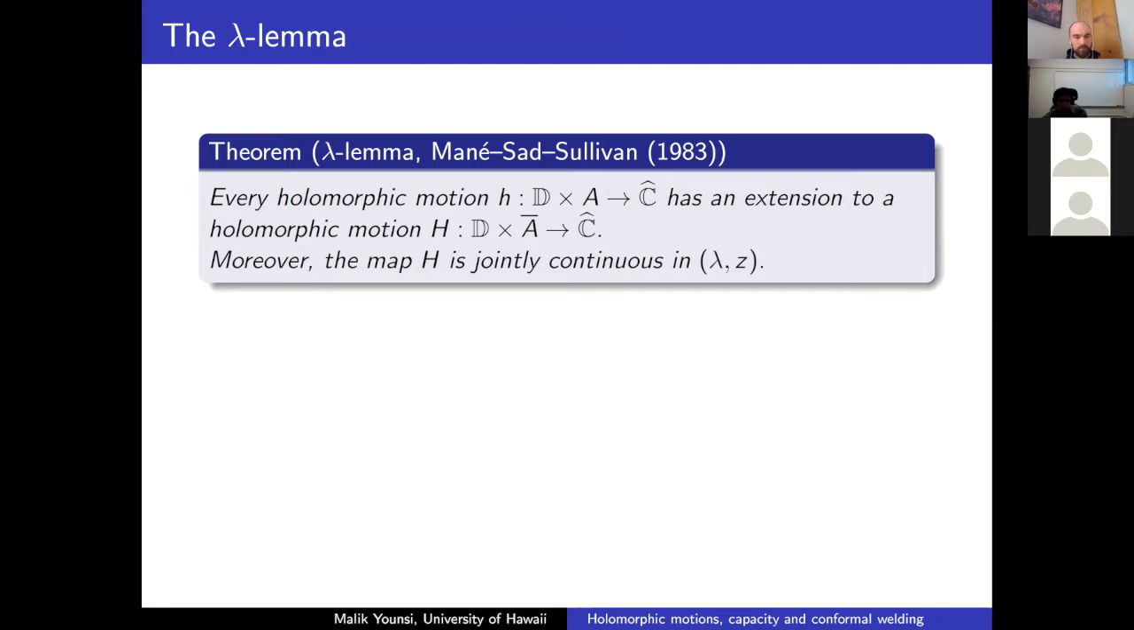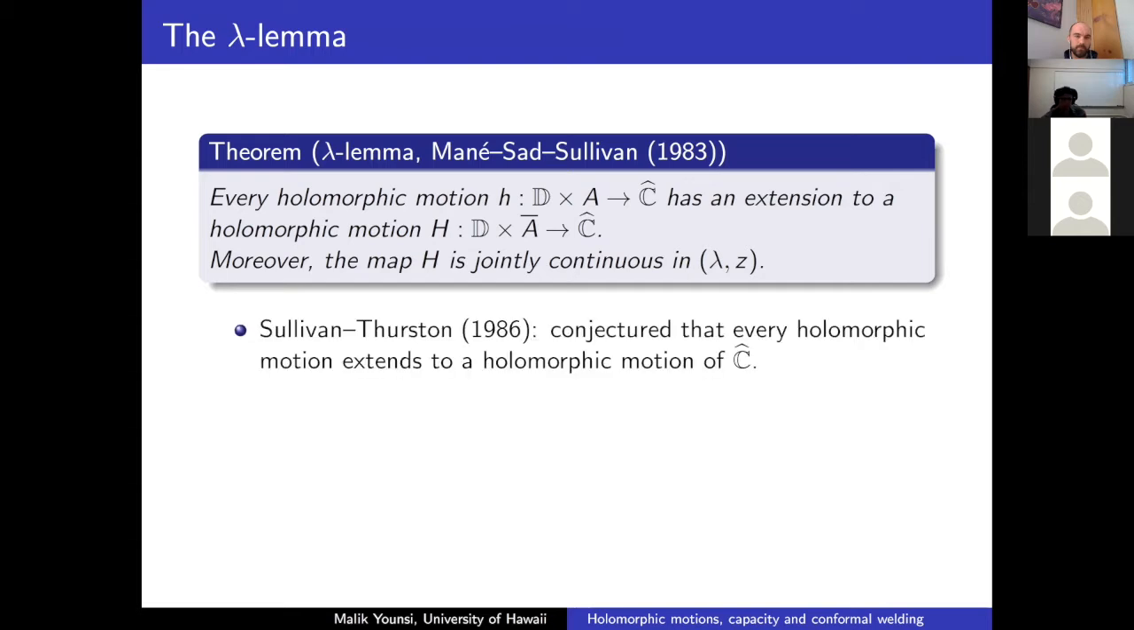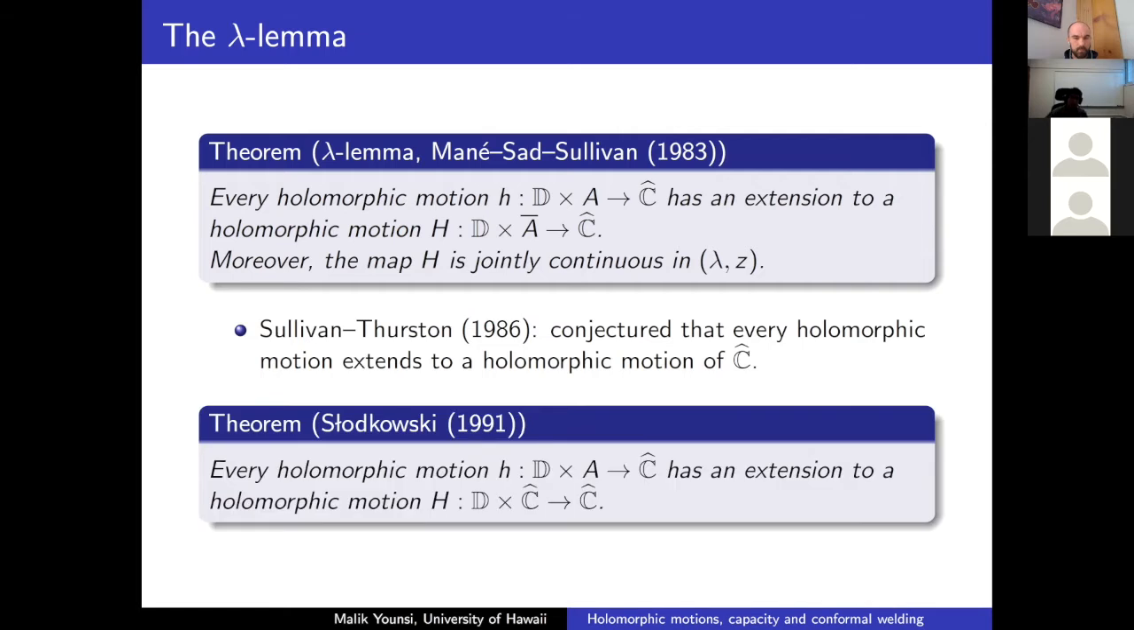And then there was a question at the time: how far can you extend a holomorphic motion? And there was a conjecture of Sullivan and Thurston that every holomorphic motion should extend to a holomorphic motion of the whole sphere. And that was finally proved a few years later in some remarkable work by Słodkowski using techniques of several complex variables. So Słodkowski proved that every holomorphic motion has an extension to the whole Riemann sphere.